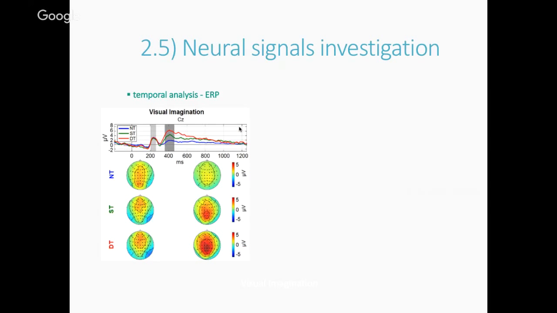Now, as I said, the first peak relates only to the P300, like detecting, visually processing the stimuli. And the second peak relates to the discrimination between the actual cognitive process.